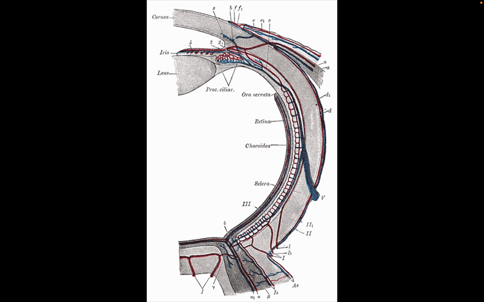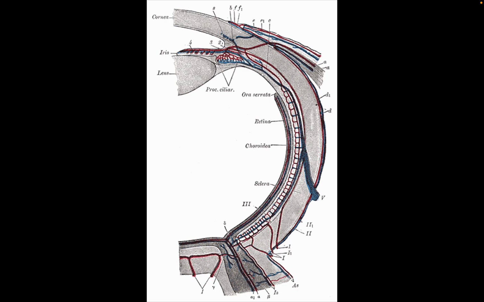Okay, so let's do a quick review. What are the three kinds of arteries that supply blood to the eye? They are the central retinal artery, the posterior ciliary arteries, which comprise the short posterior ciliary arteries and the long posterior ciliary artery, and the anterior ciliary artery.